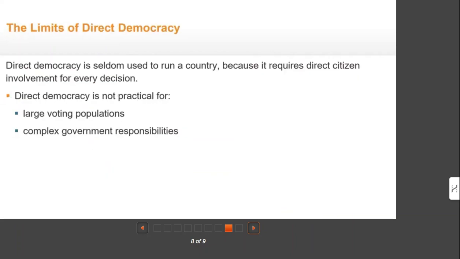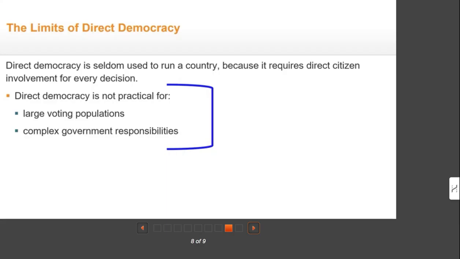Direct democracy has limited use in larger governments today, and it's not found very often. It isn't practical for the modern world or for large voting populations. Imagine if every citizen were involved in every governmental decision. In today's world, the complex responsibilities of government and the number of questions that must be decided make direct democracy impractical for much of the day-to-day work of government.